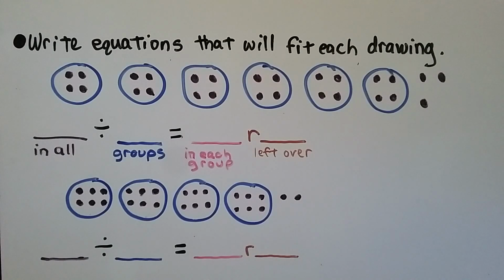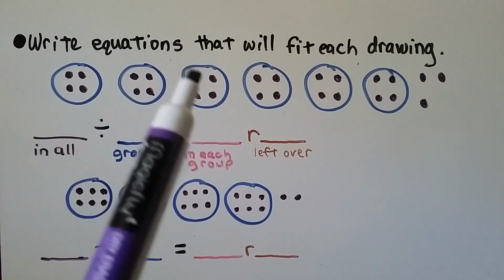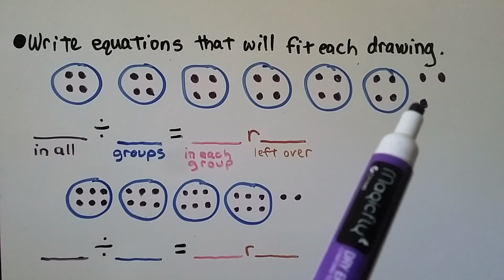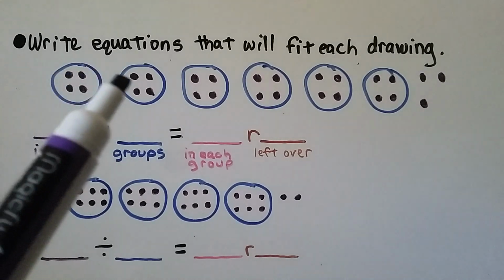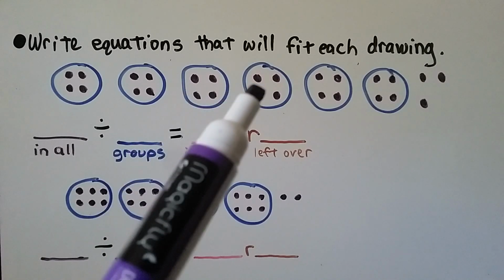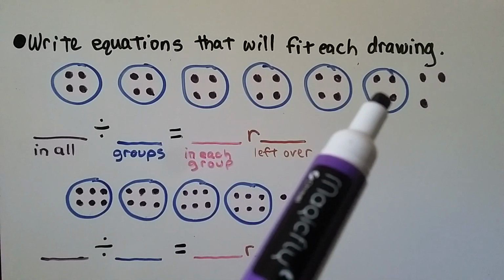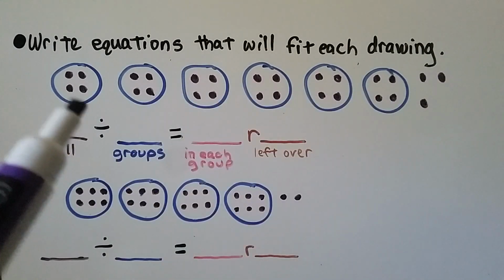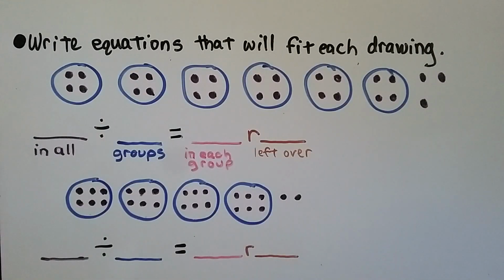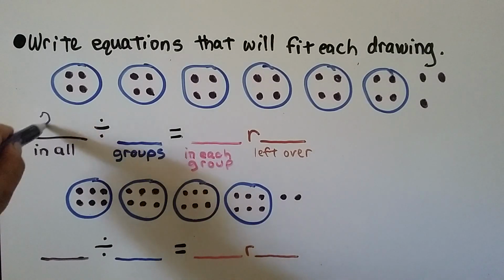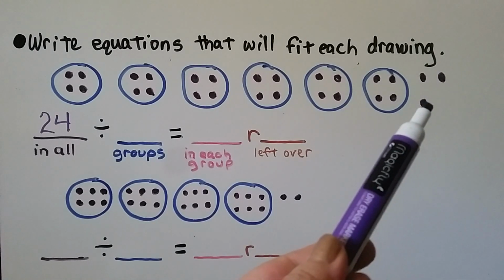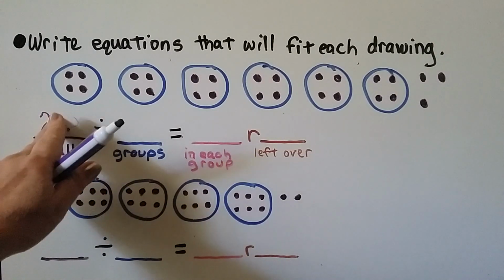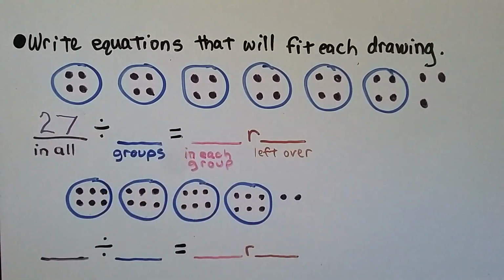Here we need to write equations that will fit each drawing. We've got 1, 2, 3, 4, 5, 6 groups. We can see there's some left over. We need to know first how many are in all. We have 4, 8, 12, 16, 20, 24. We can also see there's 4 in each of these groups and do 1, 2, 3, 4, 5, 6 times 4 is equal to 24. But is that how many are in all? No, we've got 3 over here. So it's not 24, it's 27, isn't it? We have 27 in all.